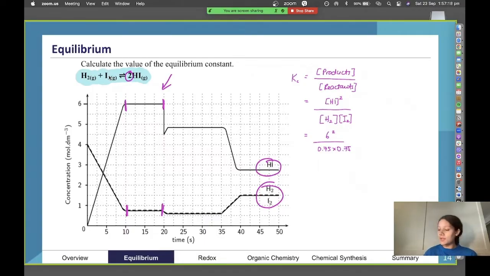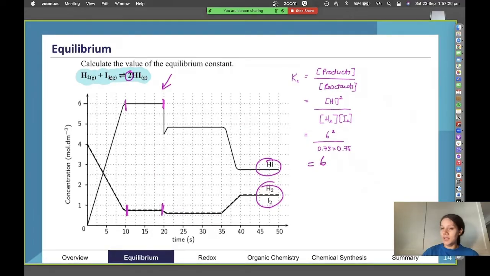If we put those values in, we should end up with an answer of 64. That means we've got a massive favoring of the product at equilibrium. As you can probably see from the graph, we've got a lot of products compared to our reactants. So it makes sense why it's so much greater than 1, because keep in mind this is a ratio. Depending on if it's less than 1, greater than 1, and by how much, we can interpret a little bit about what the reactants and products are like at equilibrium.